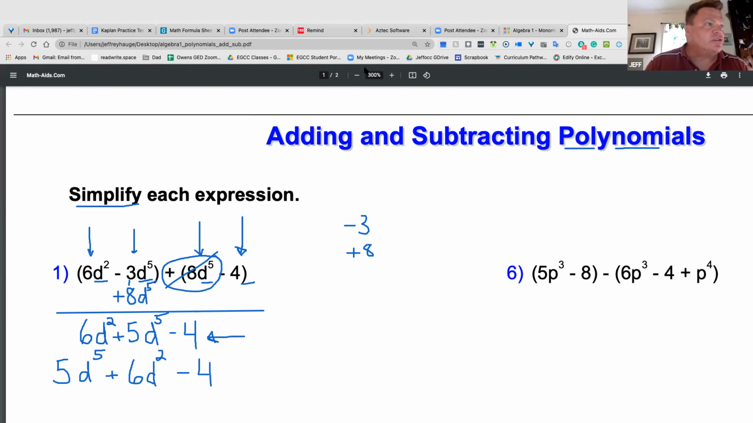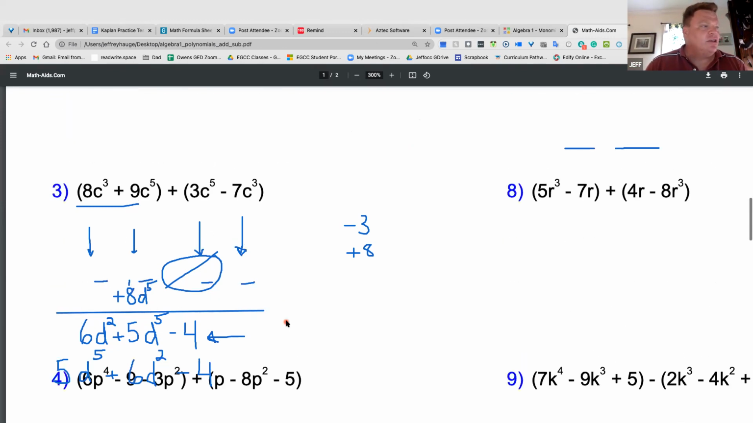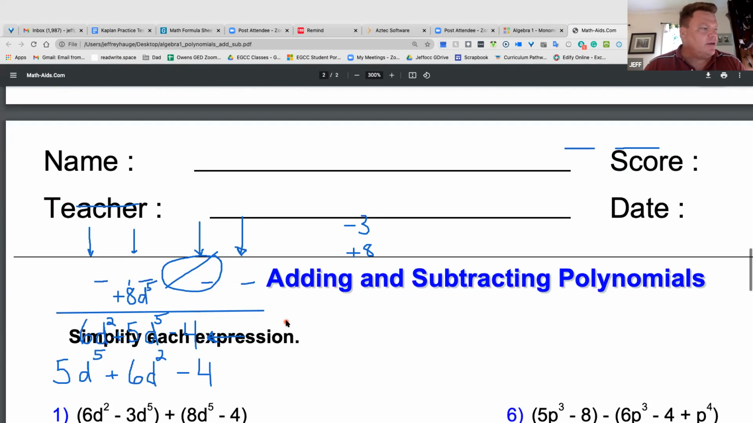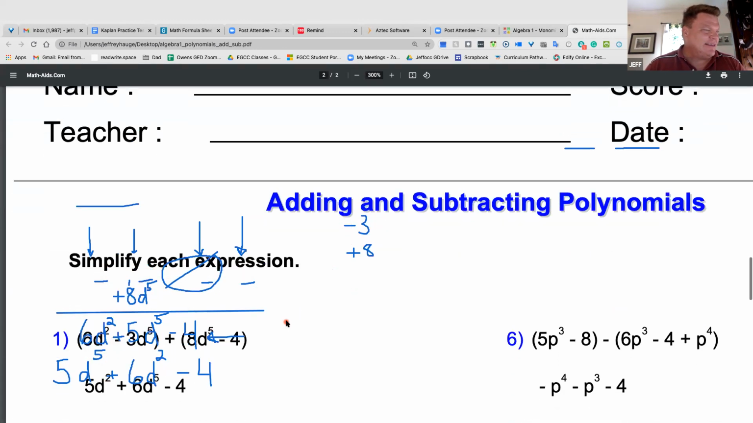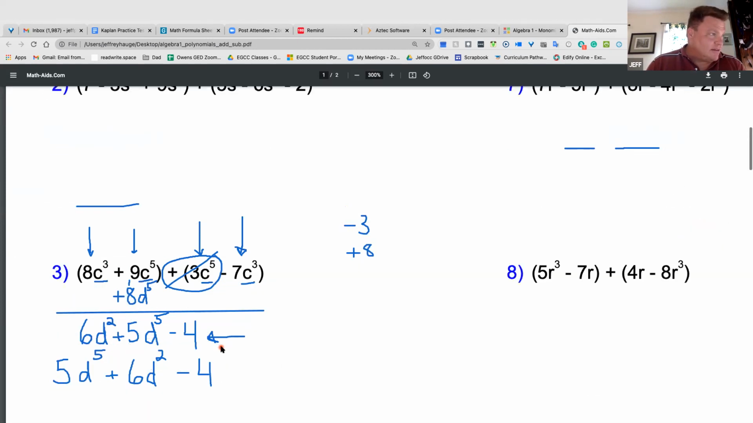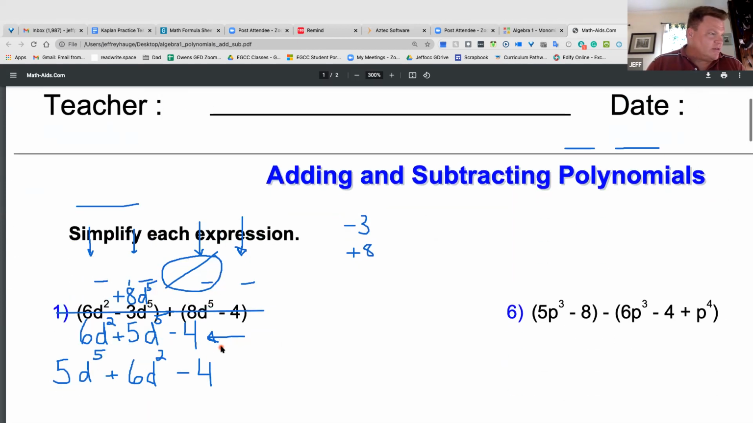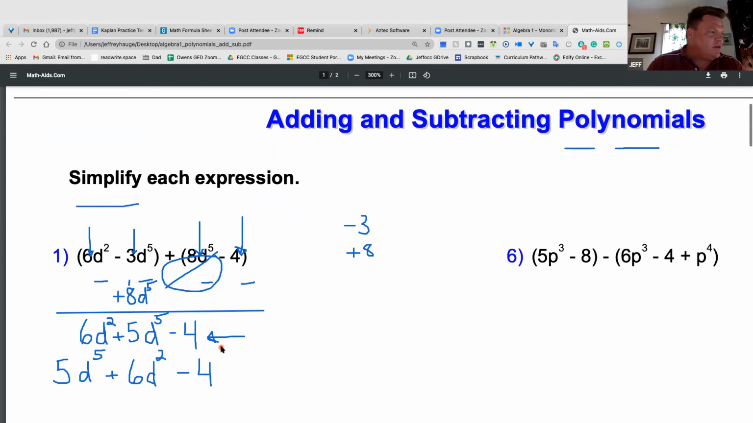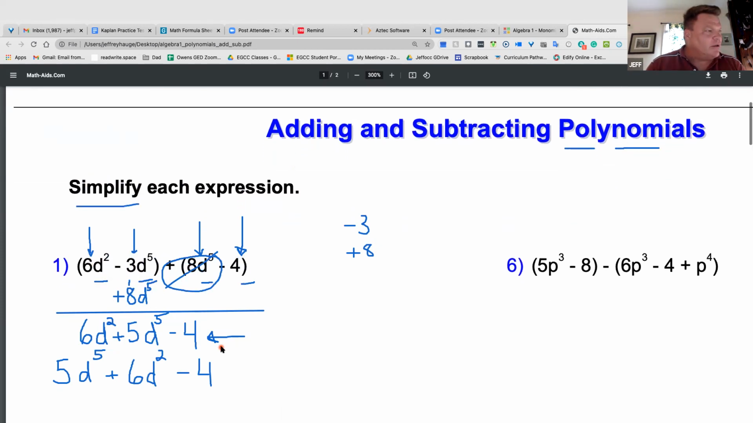So I'm going to slide on down to the answer sheet, if you use mathaids.com. There it is. 5d to the second. Oh, wait, did I switch my terms? d to the fifth. Oh, they have a typo. We just found a typo.